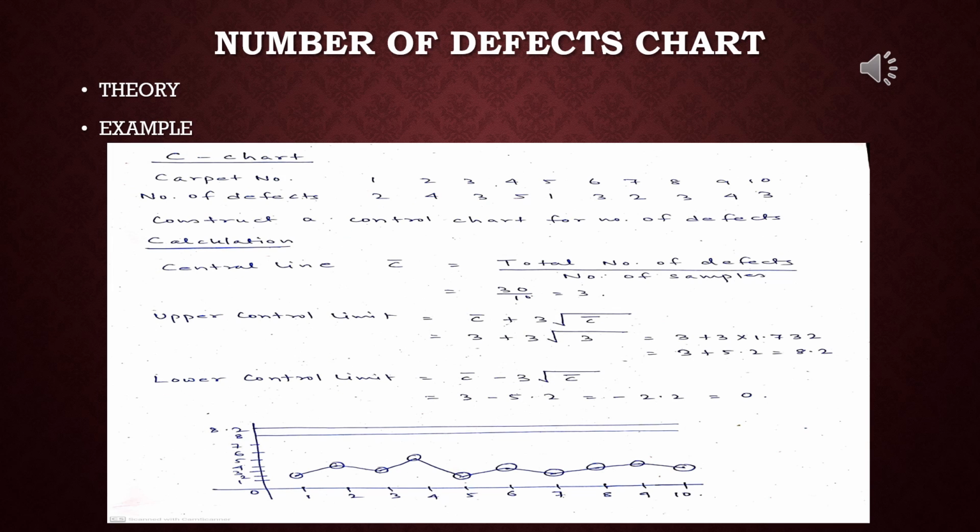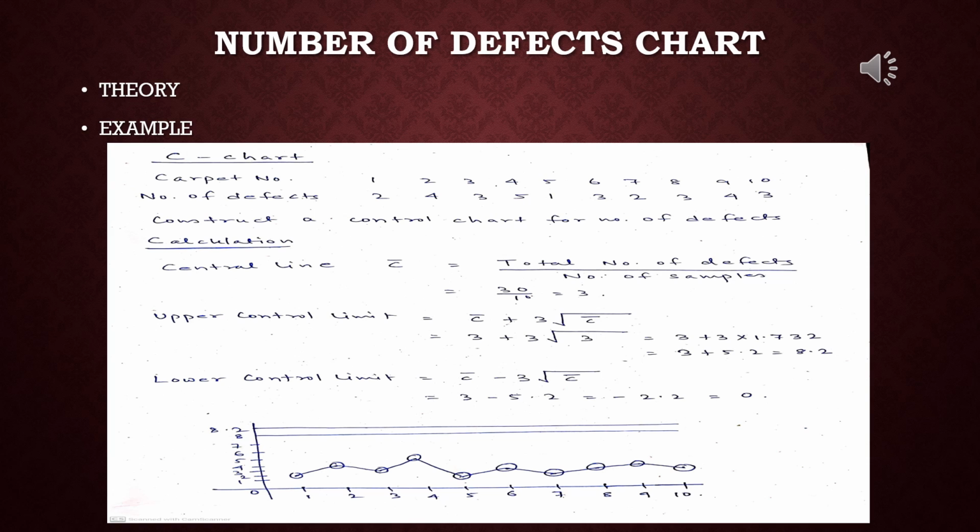Moving on to the concept of the control chart's last variant, that is the defects chart, or the C chart as we call it. This is a particular chart where we measure the number of defects in a particular product, as we have talked about earlier. A control chart which exhibits the counted data on the number of defects is practically called a C chart. The quality characteristic in this chart, therefore, is the number of defects per unit.